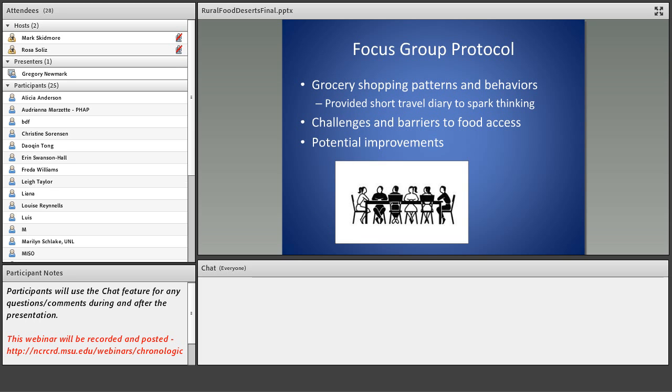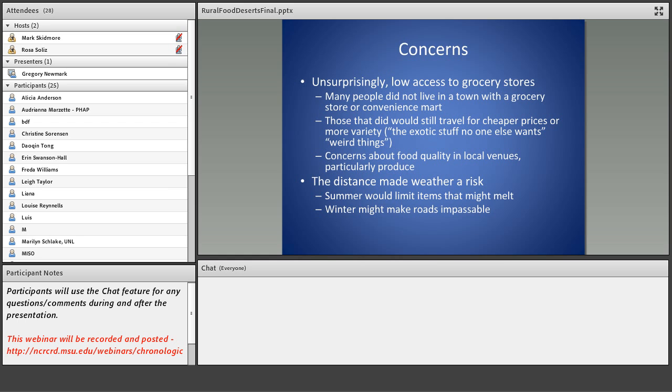Now, in our IRB, we couldn't take pictures, so this is a generic image just to represent a focus group. We asked them about their grocery shopping patterns and behaviors, and as a kind of prompt, while everyone was coming in, we had them fill out a short travel diary to spark their thinking about their last grocery shopping trip. And we also talked to them about their challenges and barriers to food access, and asked about potential improvements, although surprisingly it tended more to focus on the challenges than possible solutions.